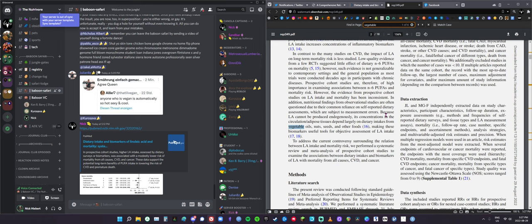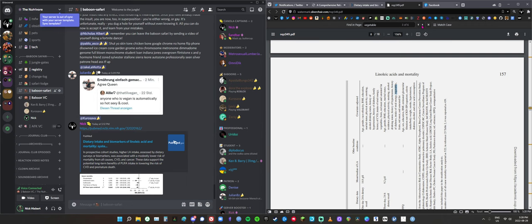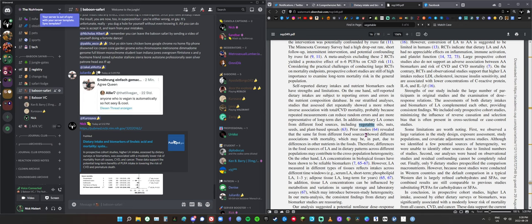They said in the paper, because LA cannot be produced endogenously, its concentrations in the circulation and adipose tissues directly depend on dietary intakes from vegetable oils, nuts, seeds, and other foods. So vegetable oils are the first thing on the list. The primary exposure is vegetable oils. And I believe they mention this again. In addition, dietary LA comes from different food sources, including vegetable oils, nuts, seeds, and other plant spreads. So I would take plant-based spreads to just be synonymous with vegetable oils, potentially.